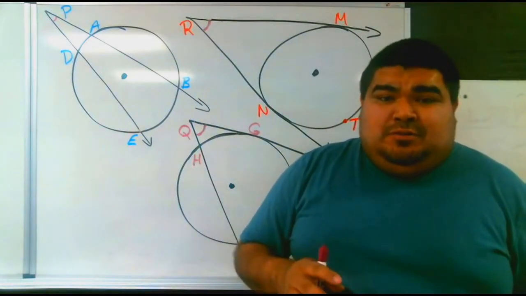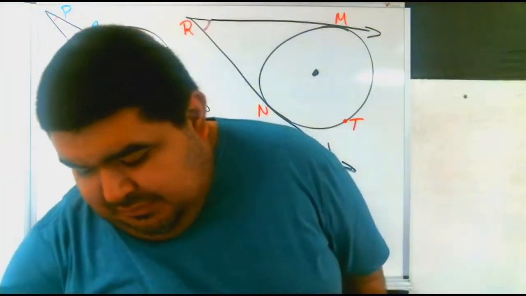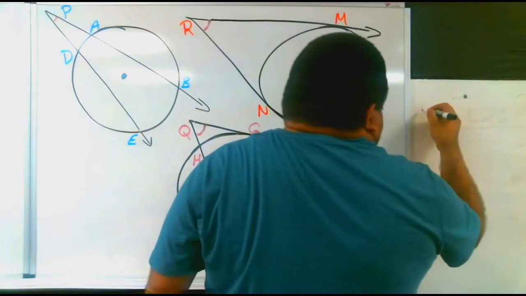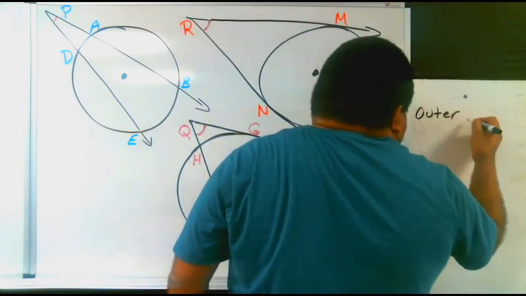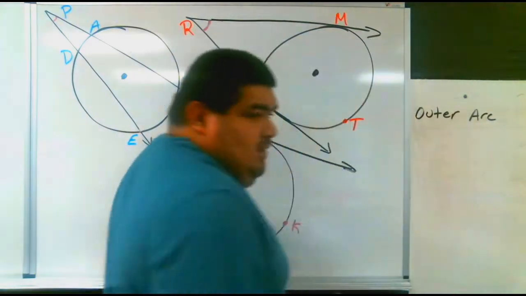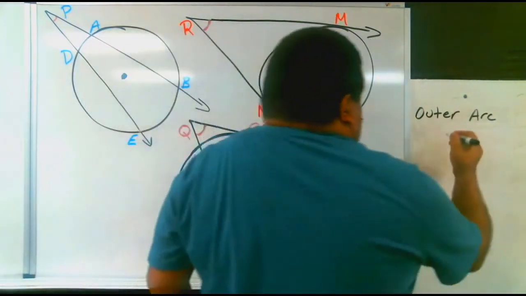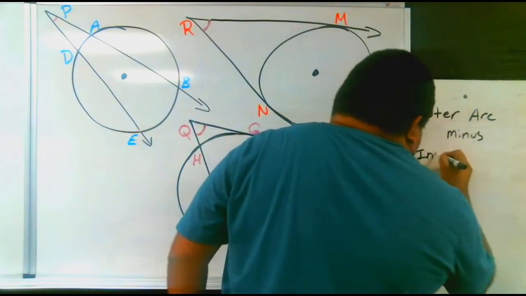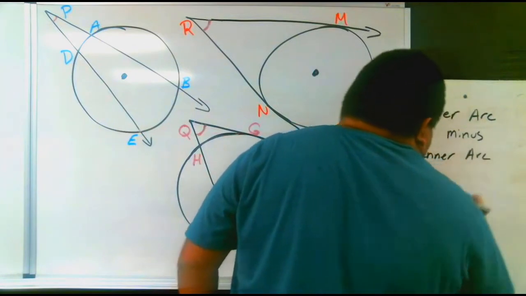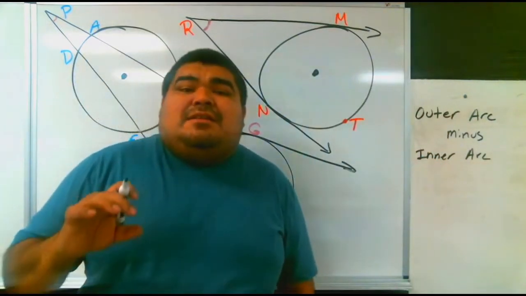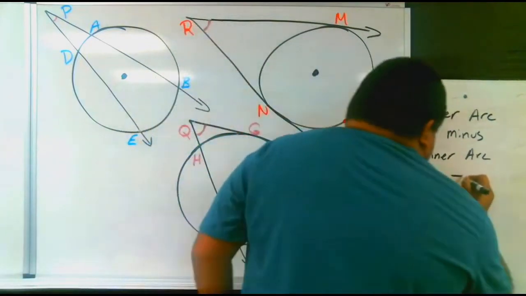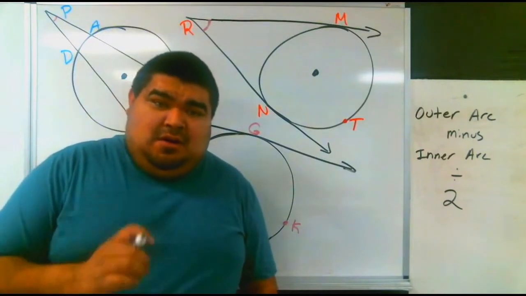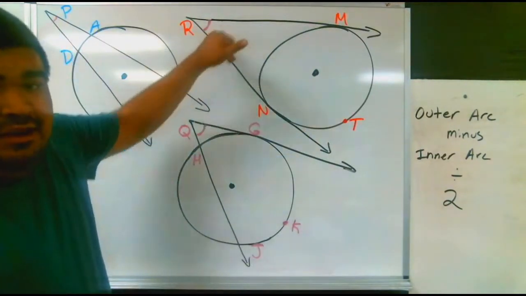There's an equation you have to use. The equation is outer arc minus inner arc, divided by 2. That's to find the inner vertex, I should say, in any one of these circles.